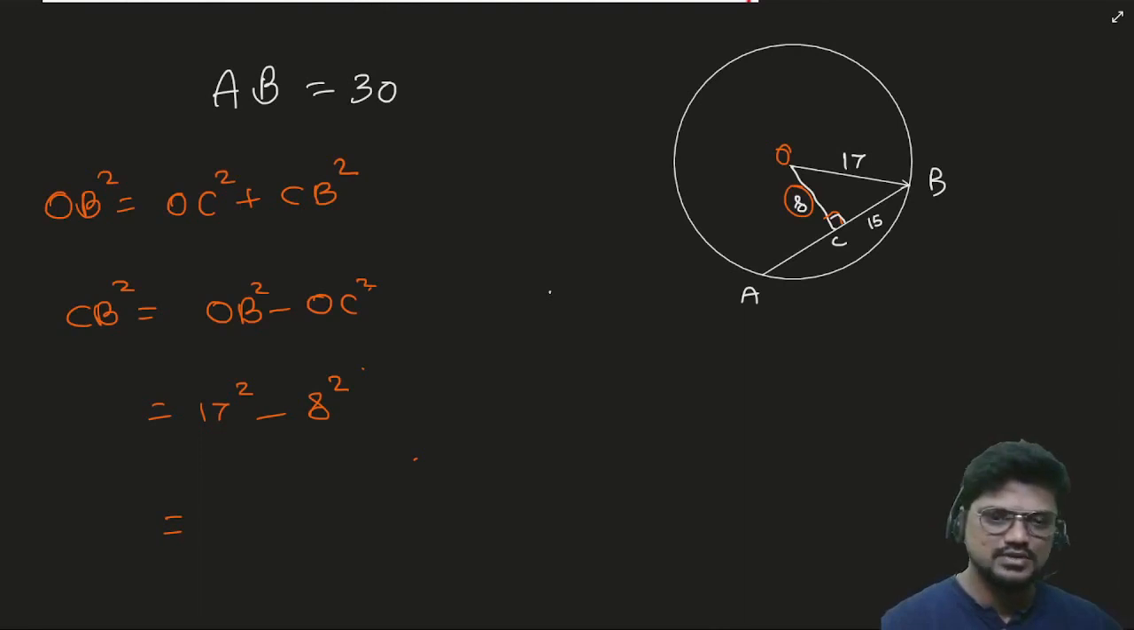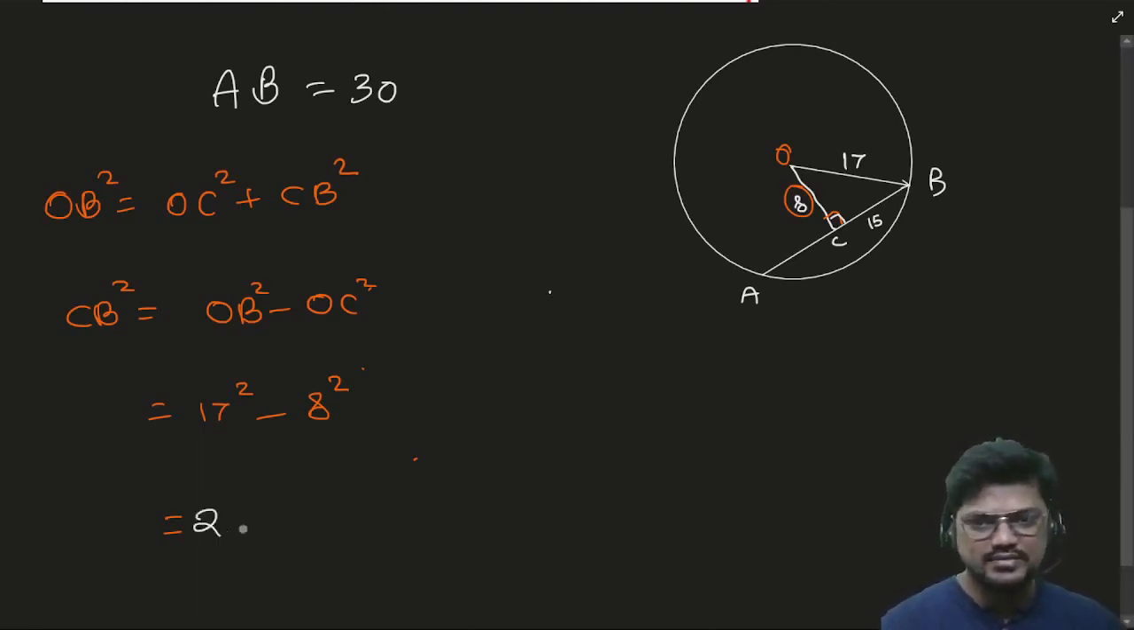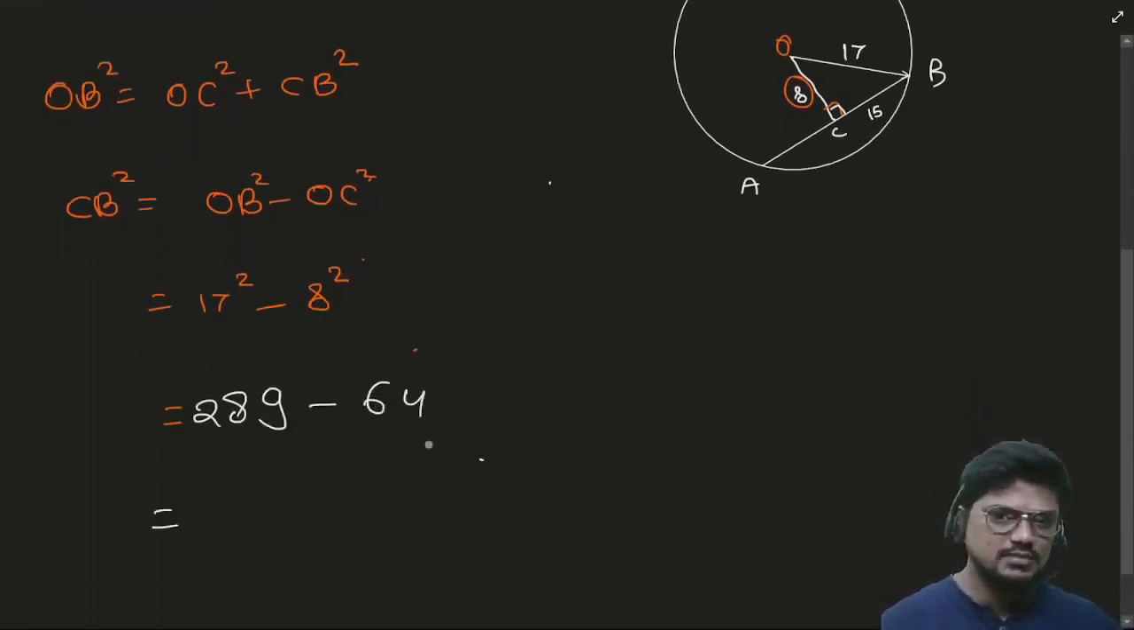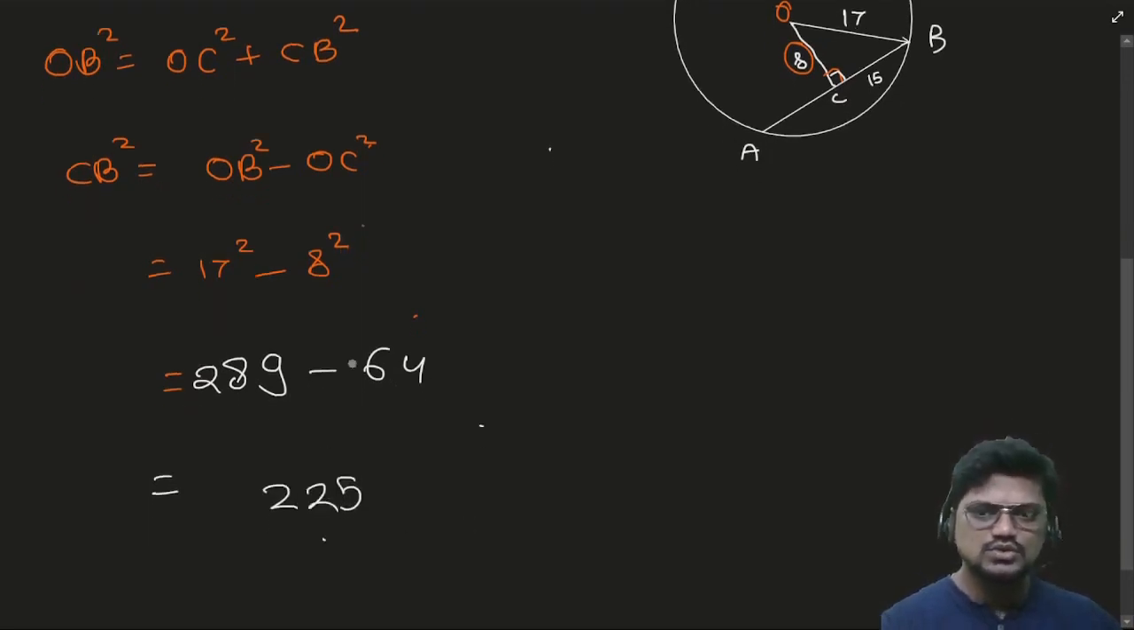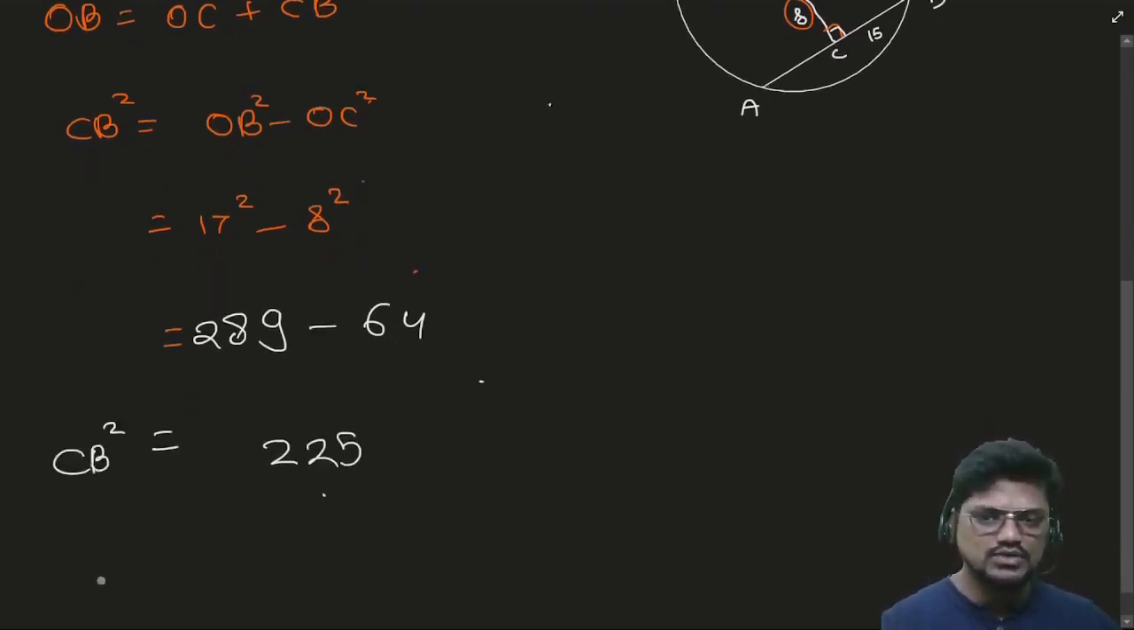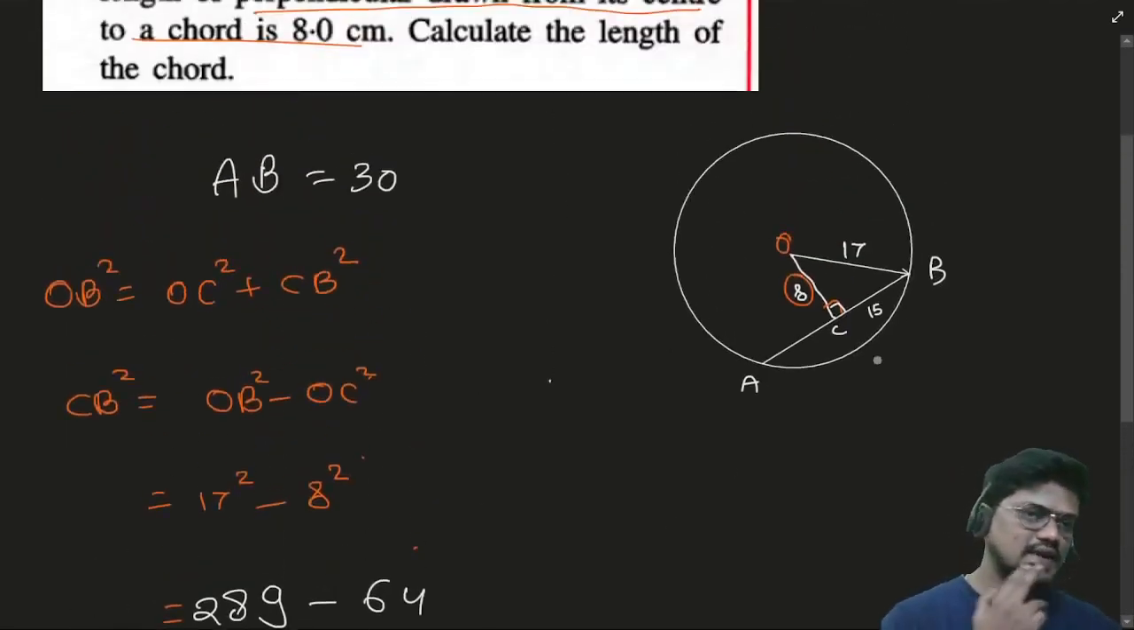Welcome. Fine. So this is 289 minus 64. If I solve this, 9 minus 4 is 5, 8 minus 6 is 2, and this is 2. So CB square is 225. So the value of CB will be 15. Once you get the value of CB as 15, the value of AB will be 30. Juhi, that's clear?